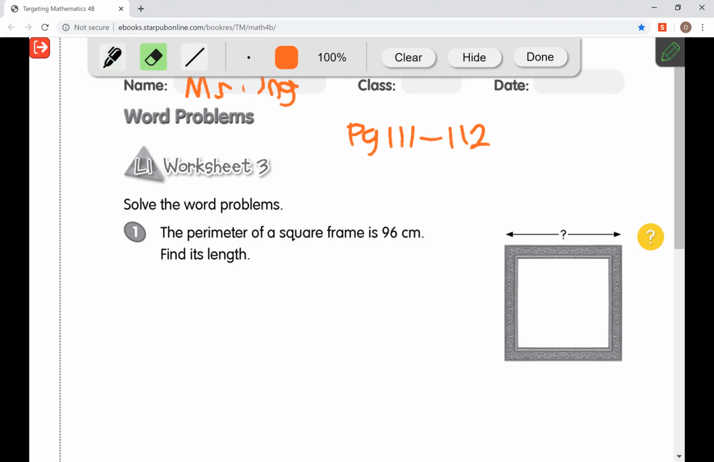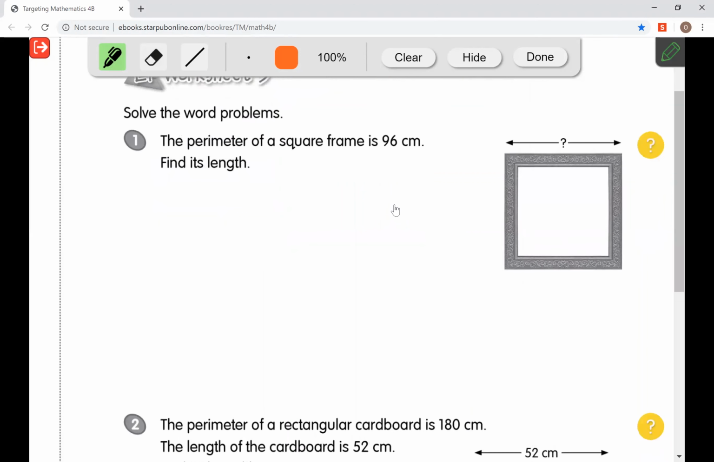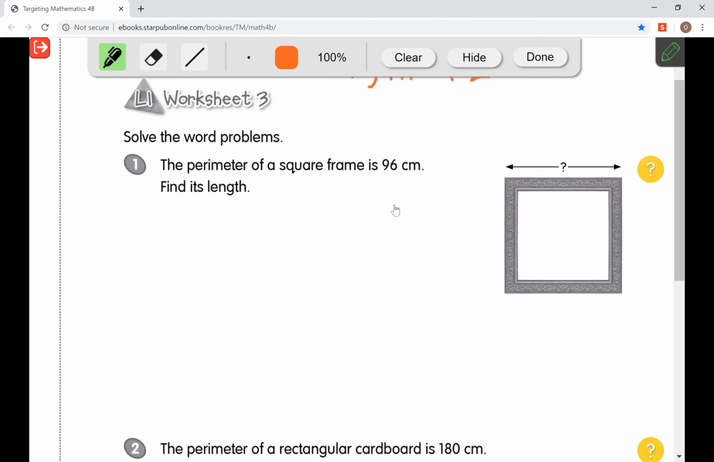So for this worksheet, it is quite easy, but we are going to work with teacher to recap the formulas to find area and perimeter for squares and rectangles. So look at question 1. Question 1 is telling you that the perimeter of the square frame is 96 centimeter, and you need to find the length. So the keywords here are perimeter and square.